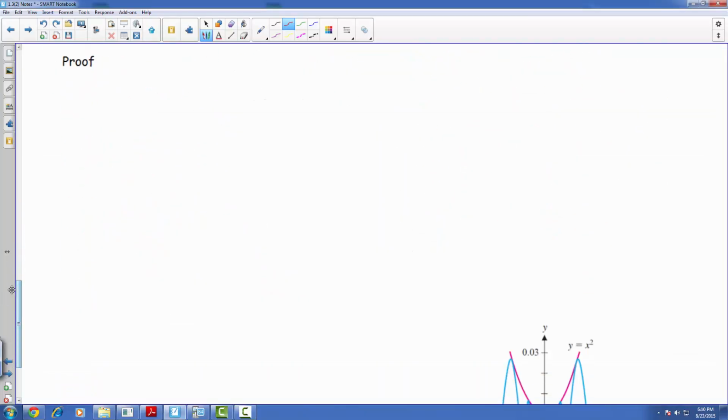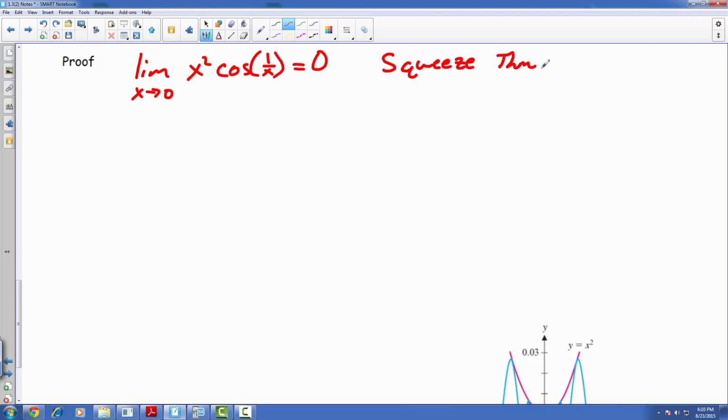Our goal is to prove that the limit as x approaches 0 of x squared times the cosine of 1 over x is in fact what we think it to be, 0. And what we're going to do is use the squeeze theorem to actually prove that this is true.